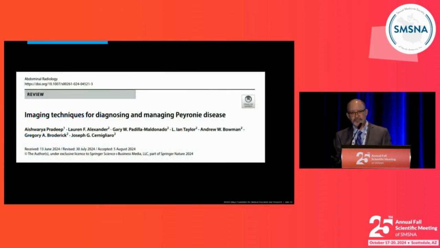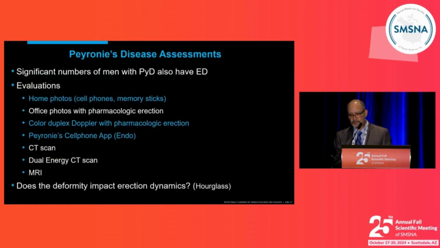A lot of the imaging techniques I'm going to share with you were recently written up by one of the radiology fellows that works with me, but let's go through some of those. So I mentioned at the outset that Peyronie's disease is the number one patient population getting diagnostic evaluations in my office. There are a variety of evaluation technologies you can use.